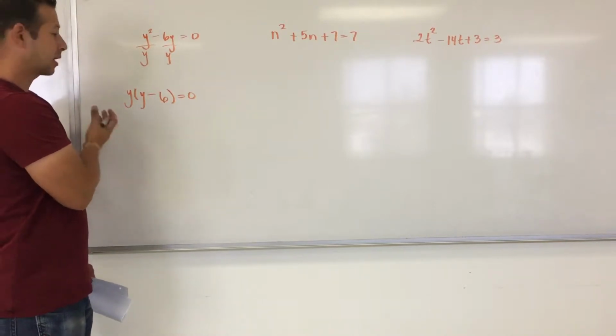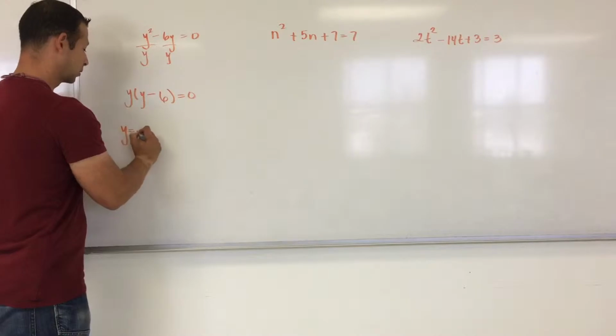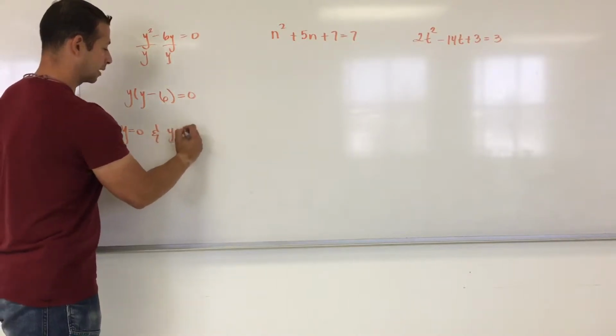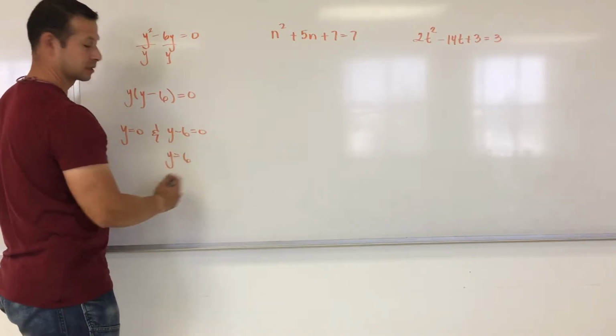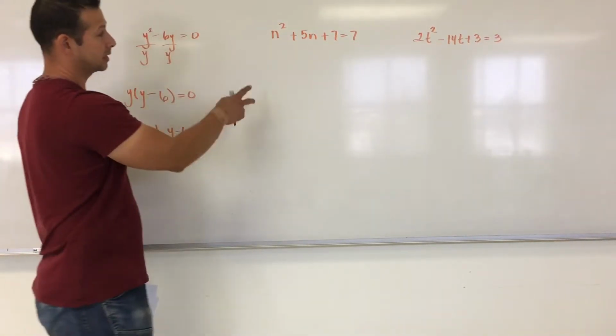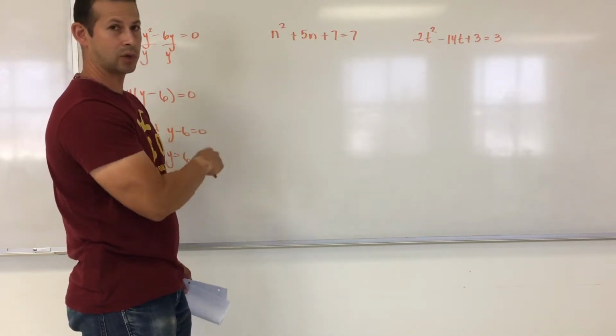Now that you have this, I don't have to factor anything else out. There it is. So y equals 0, and then y minus 6 equals 0. You can solve it, and y is equal to 6. And you're done.